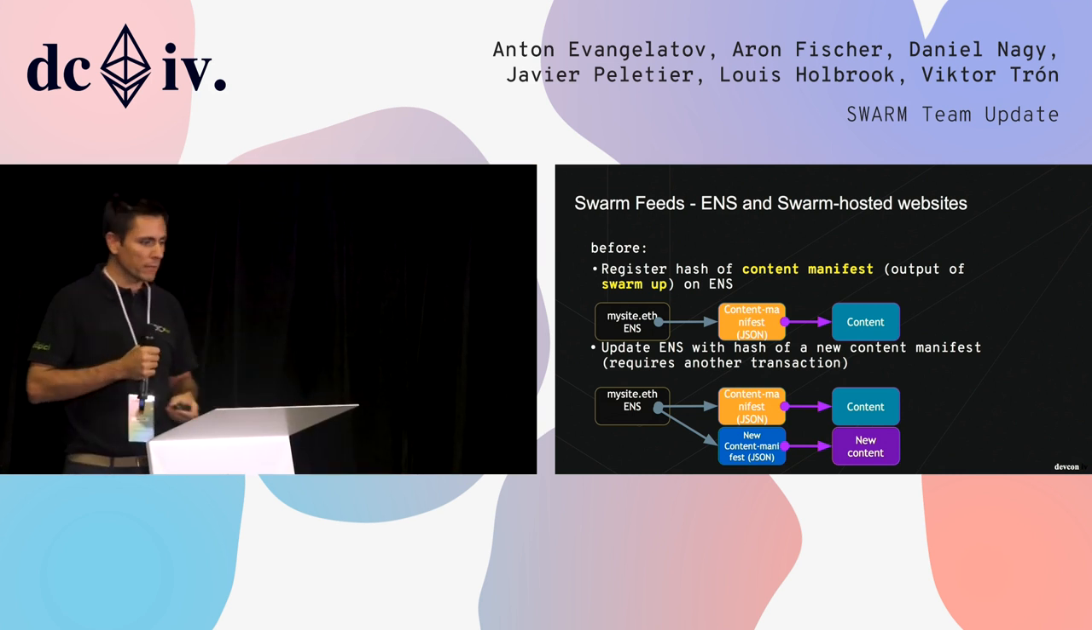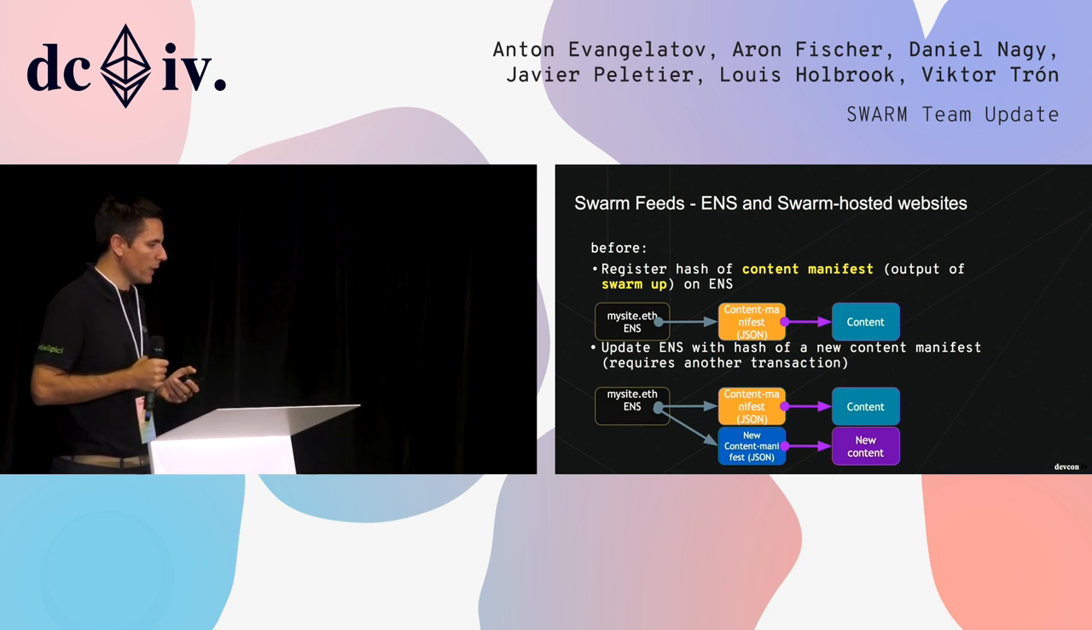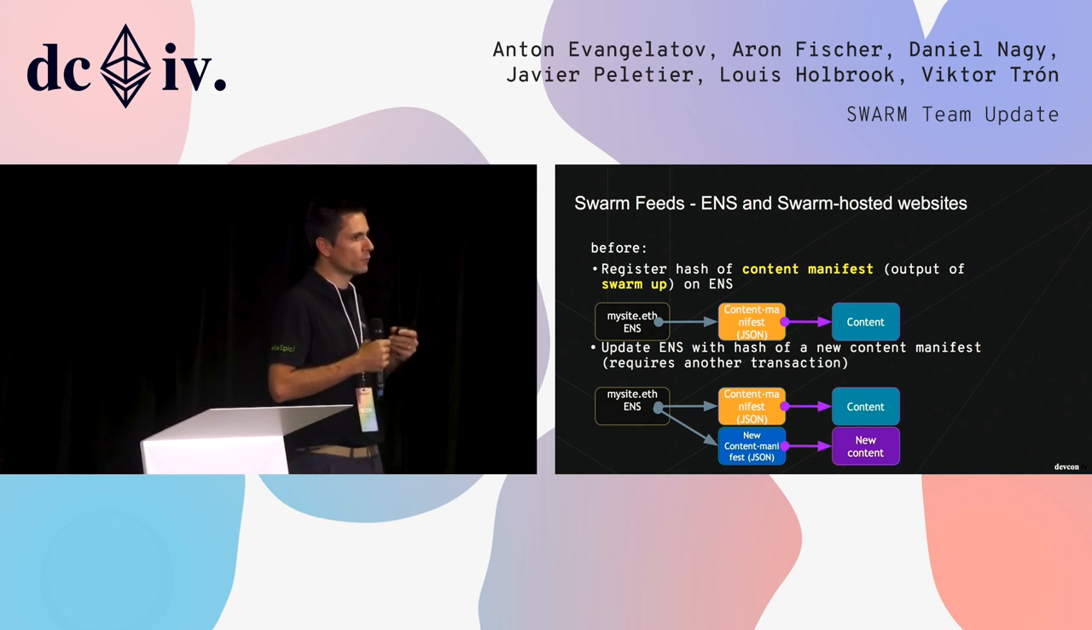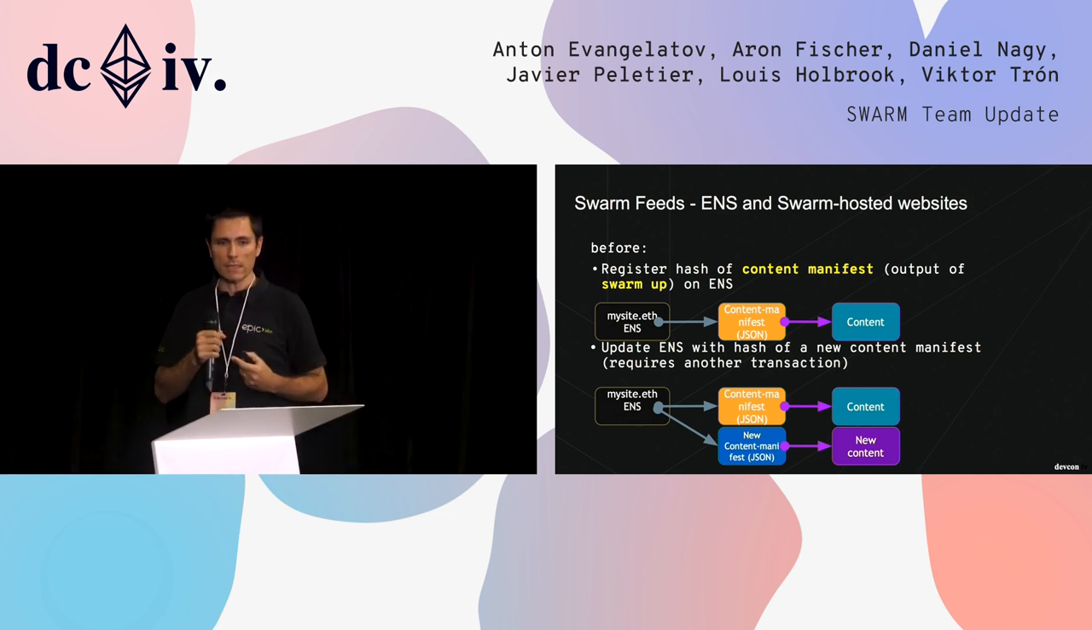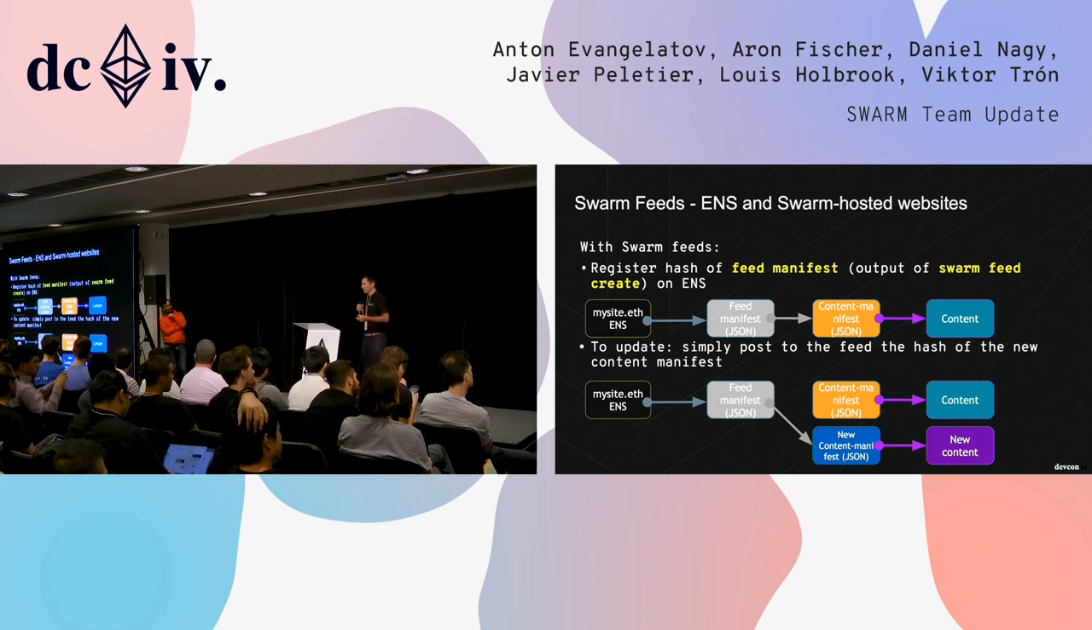So it means that every time that we update, we have to pay a transaction cost. With Swarm feeds, this is simplified in a way that you only have to do one ENS transaction just to have that ENS record, mysite.eth, for example, point to the feed instead of to the direct content. And that way, every time that you want to update the site, the only thing that you need to do is to update the feed instead of to update the contract. So that way, here you go, you have a way to update a site without having to pay some ethers, you know, to get it done.